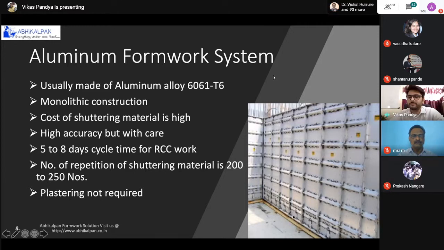Then again, we can get a 5 to 8 days cycle using the aluminium formwork system, and we will get 200 to 250 repetitions while taking proper care of the system.